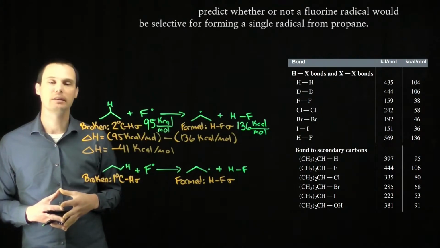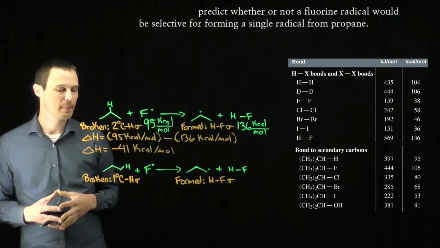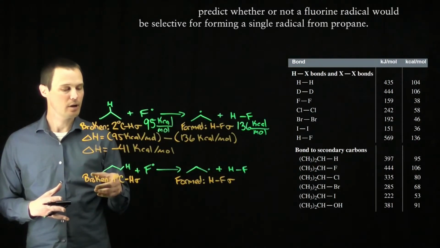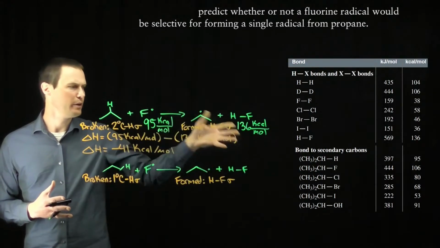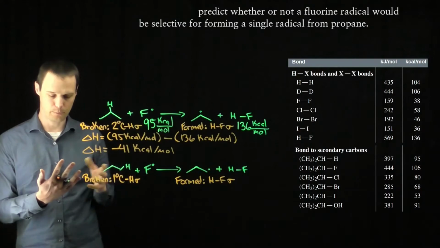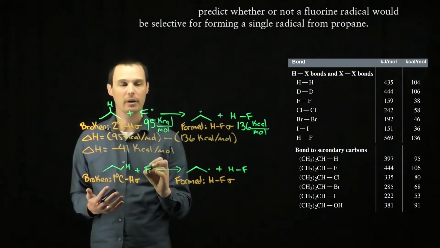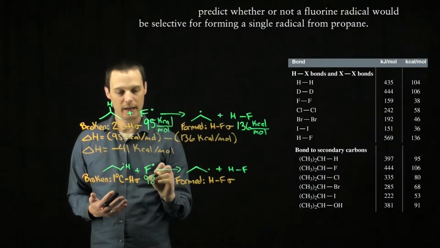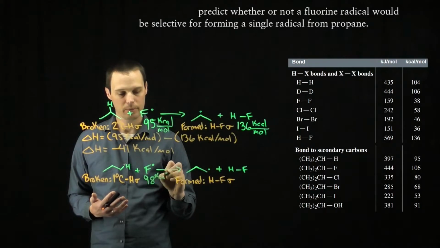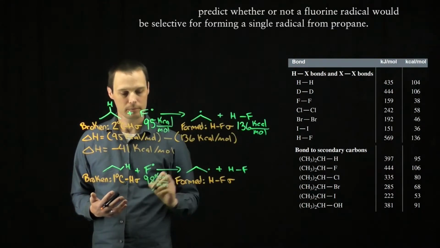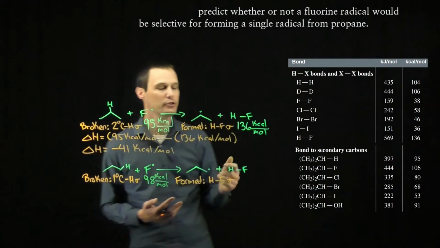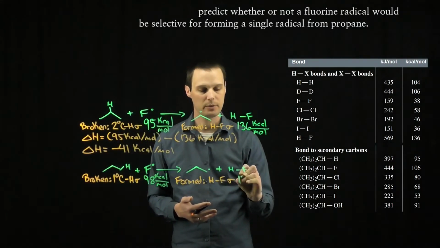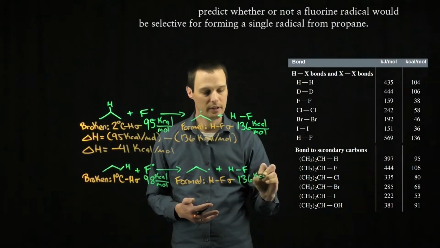Let's look at the delta H for the other possibility. Here we're breaking a primary carbon-hydrogen sigma bond. I didn't have room on the screen to put that table, but the bond dissociation energy for a primary carbon-hydrogen sigma bond is 98 kilocalories per mole. We're forming the same hydrogen-fluorine sigma bond, so it has the same bond dissociation energy, 136 kilocalories per mole.